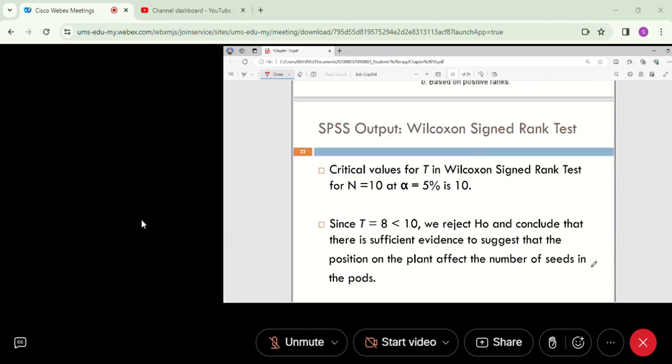If we look at the critical values from the Wilcoxon signed rank table, for n equal to 10 the critical value is 10. Since T is 8, which is less than 10, we reject the null hypothesis and conclude that there is sufficient evidence to suggest the position on the plant affects the number of seeds in the pots. How about the sign test?